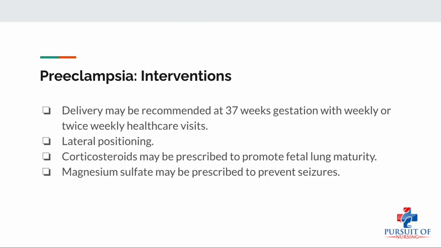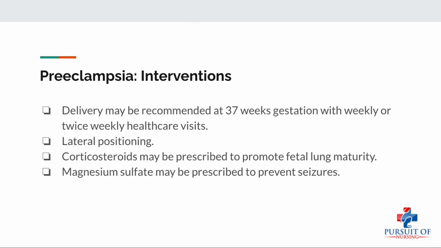So interventions. Early delivery may be recommended at about 37 weeks gestation. They're going to have weekly or twice weekly healthcare visits. You're going to want to encourage lateral or side lying positioning for this mother. Also, due to the likelihood of an early delivery, corticosteroids may be prescribed to help to promote fetal lung maturity.